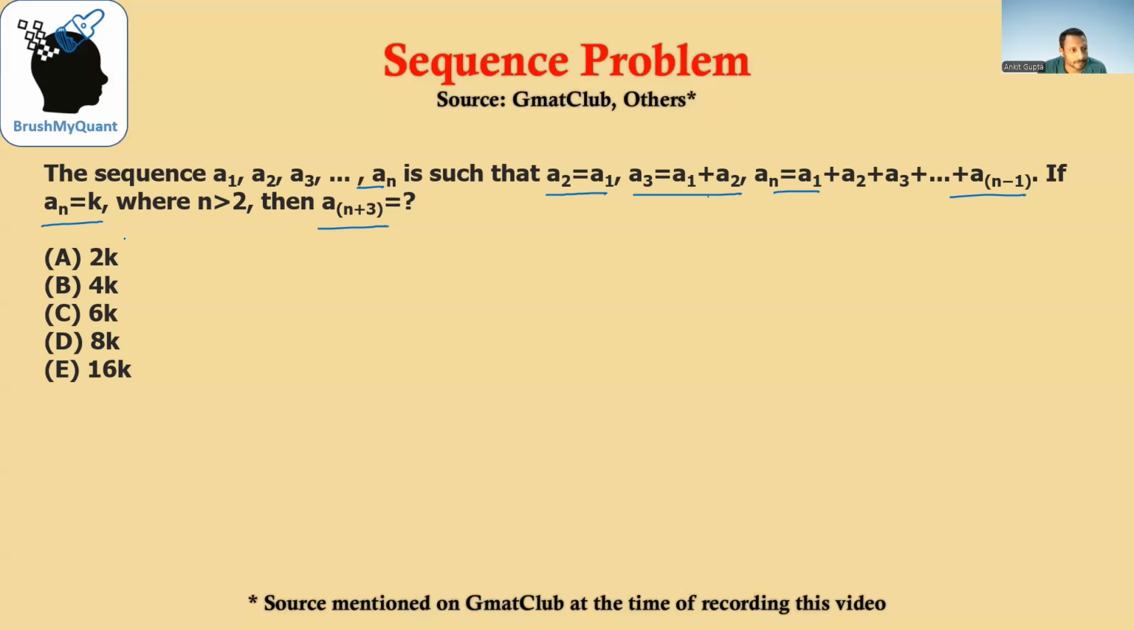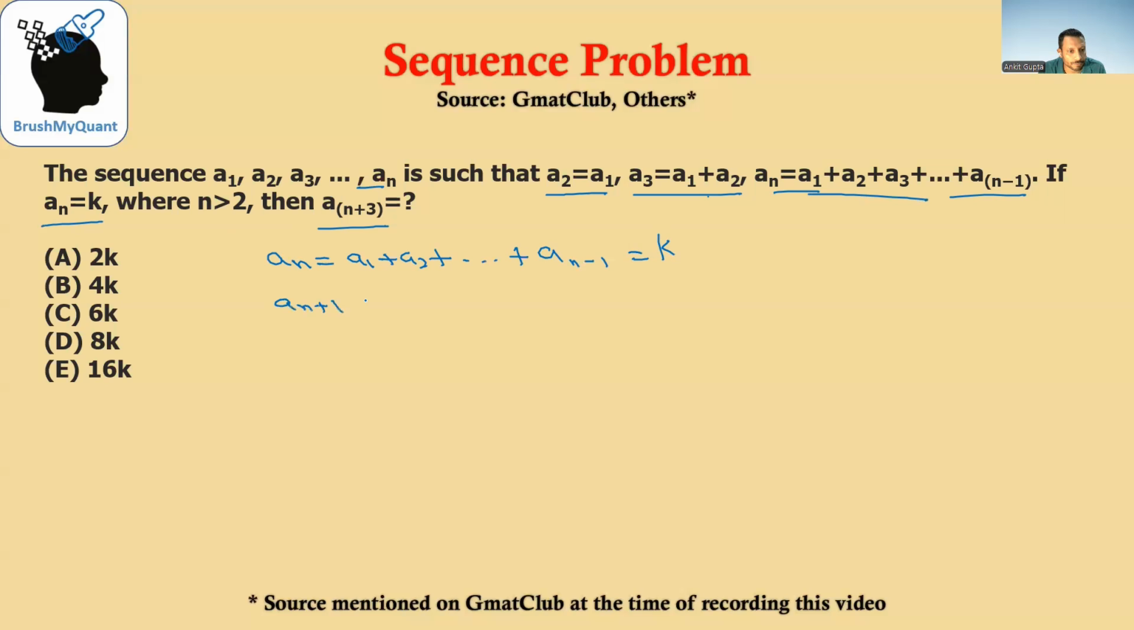Now, the value of An is actually equal to the sum of these terms, A1 plus A2 all the way till A(n-1), and it is given to us that this is equal to k.